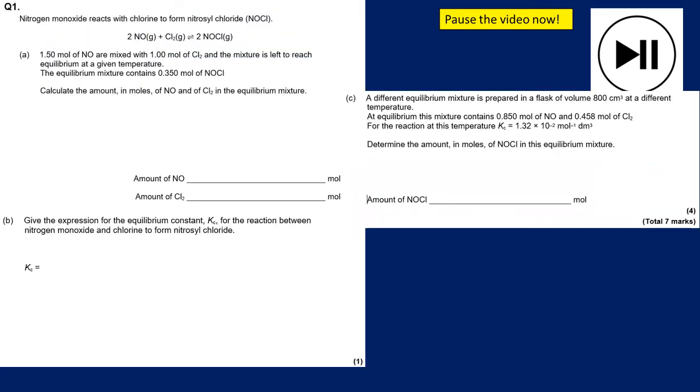So this is a very typical, and I suppose, dare I say, straightforward style exam question on Kc. So here, 7 marks, allow yourself around 7 to 10 minutes. So pause the video and have a good go at it, and when you're ready, unpause and we'll go over it.